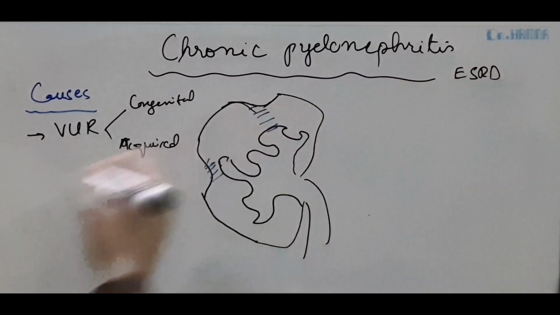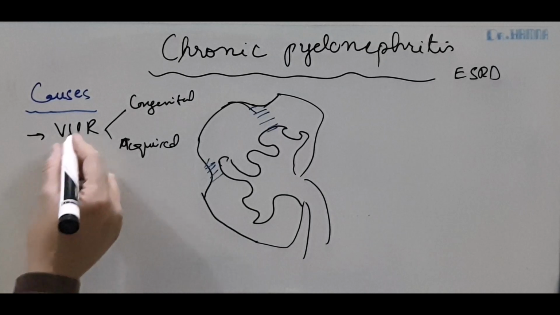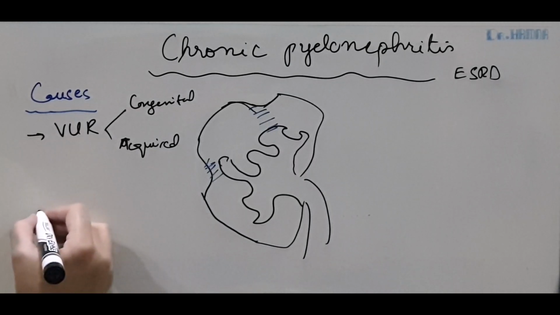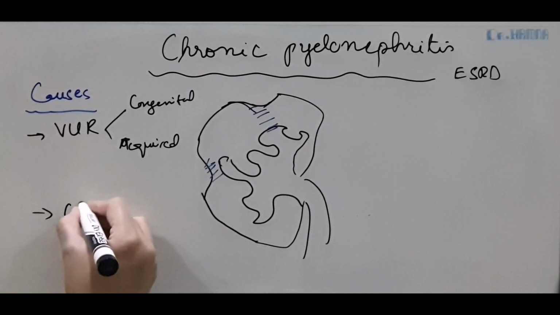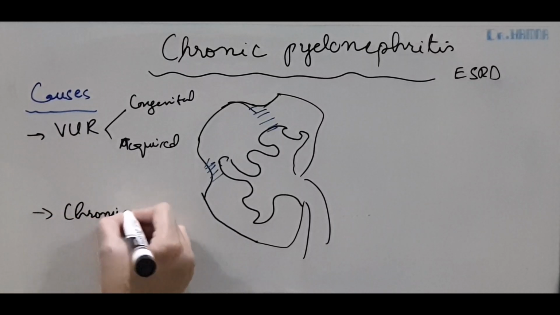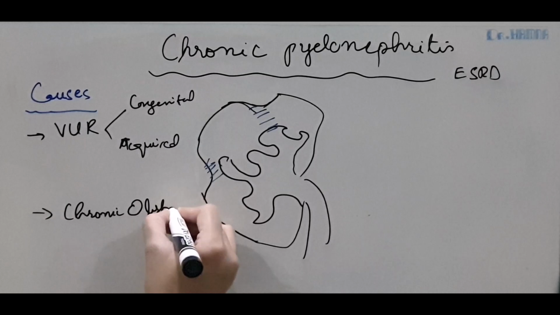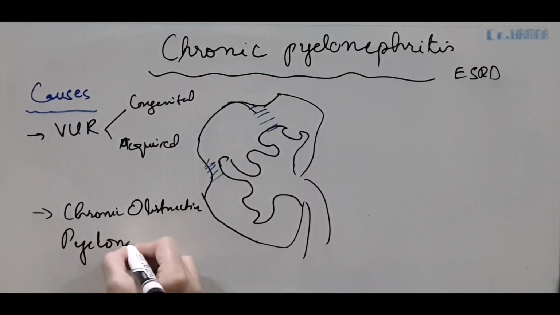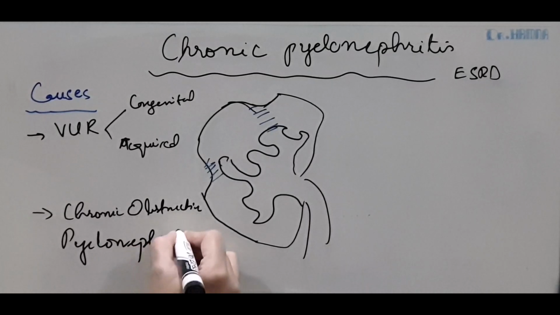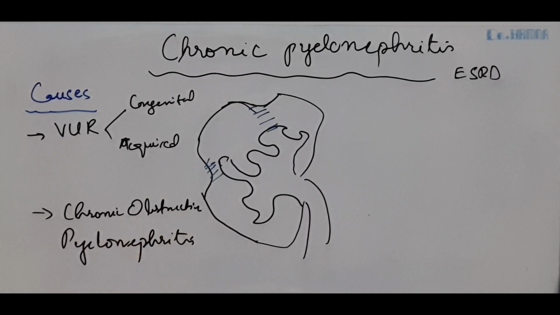So one was vesico-ureteric reflux, and second was chronic obstructive pyelonephritis. This is basically acute pyelonephritis due to chronic obstruction, and due to persistence of the obstruction, it ended up in the chronic state.